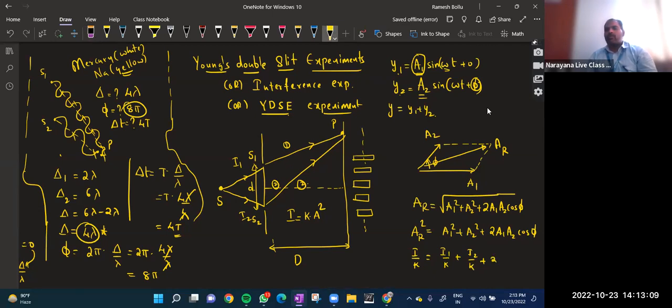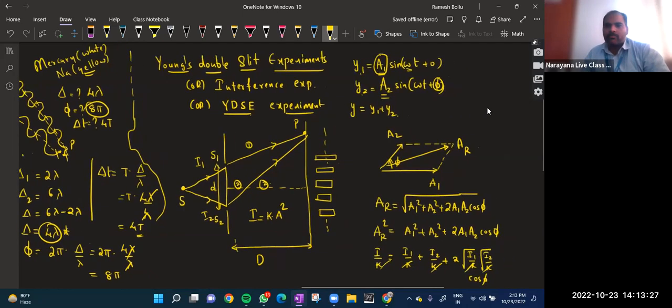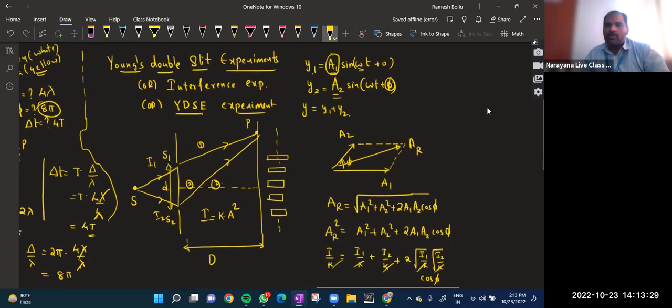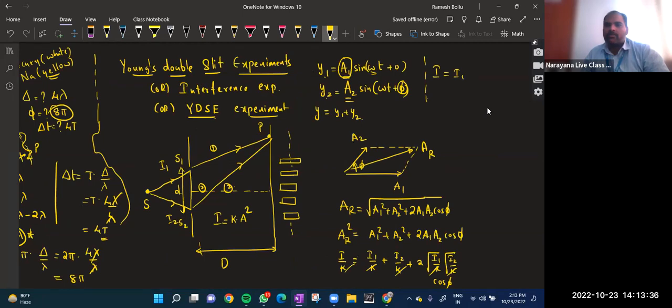2 into A1 value, how much? Root of I1 by K. A2 value, how much? Root of I2 by K. And into cosine of pi. K cancels out. So what is the intensity of the resultant wave? I is equal to I1 plus I2 plus 2 under root of I1 I2 into cosine pi. I'm requesting all, kindly remember this at your fingertips. Yes, sir.